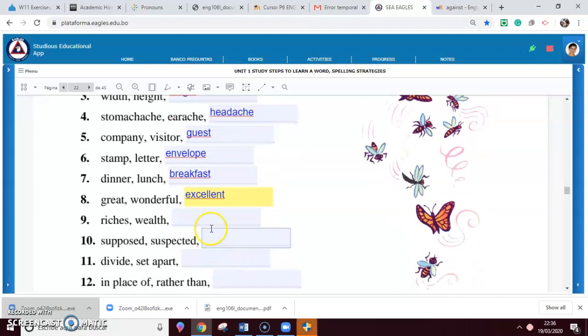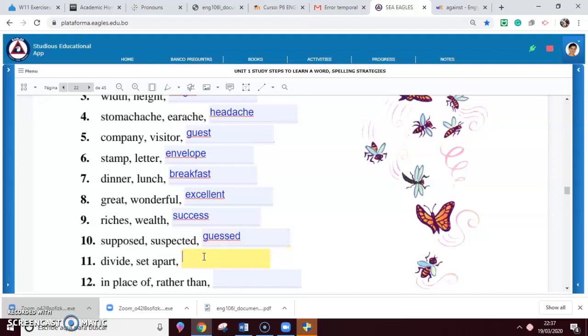How about number 9? Riches and wealth. Riches and wealth, success. Number 10, supposed and suspected. When something is supposed or when something is suspected, that means that it's guessed.